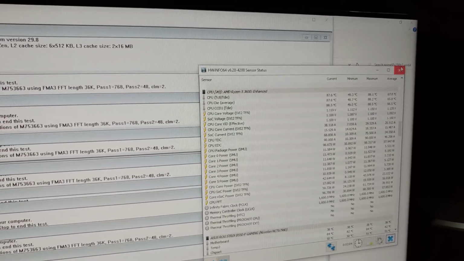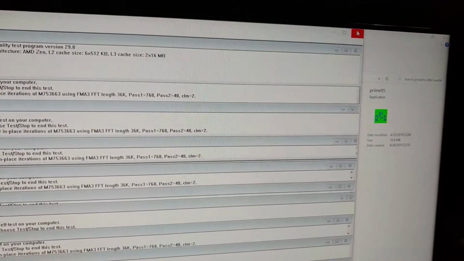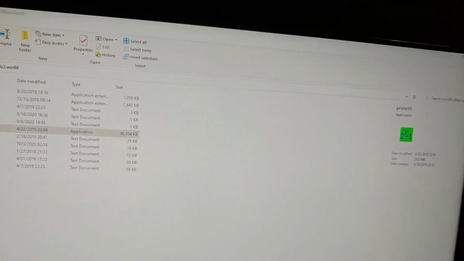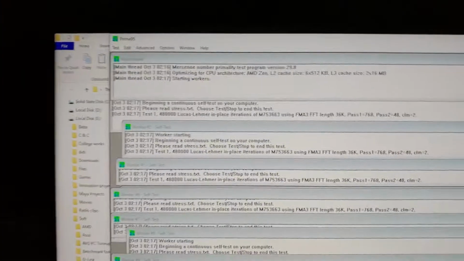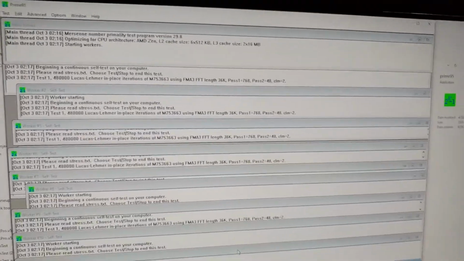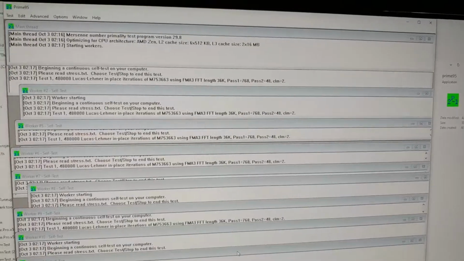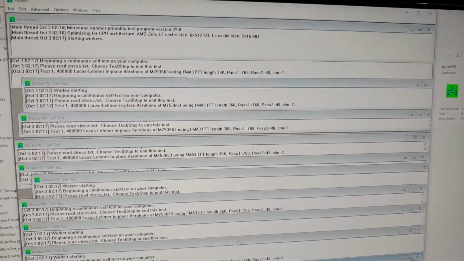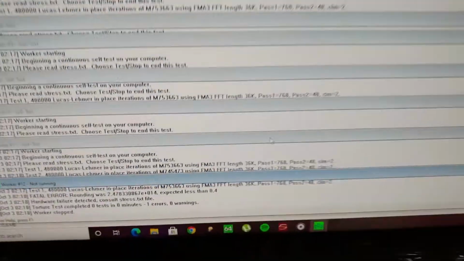So here's what you need to check on your CPU. I have deliberately kept an unstable overclock, and here you can see this is how you can check the CPU stability.